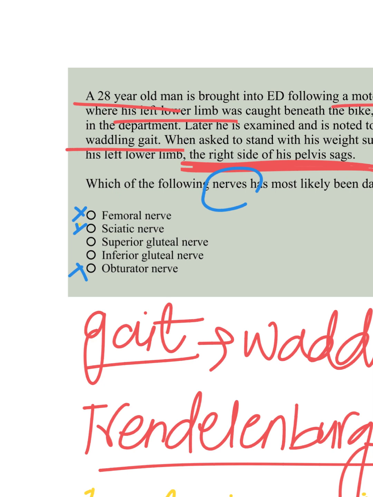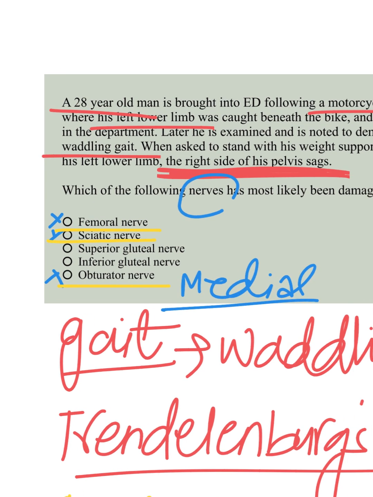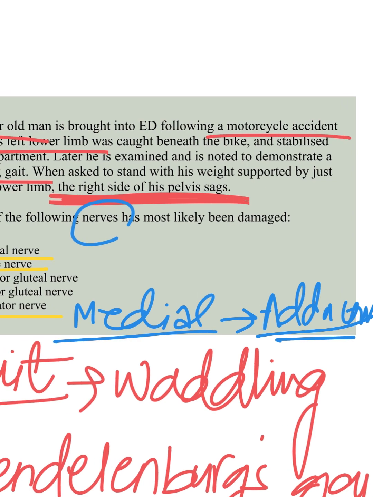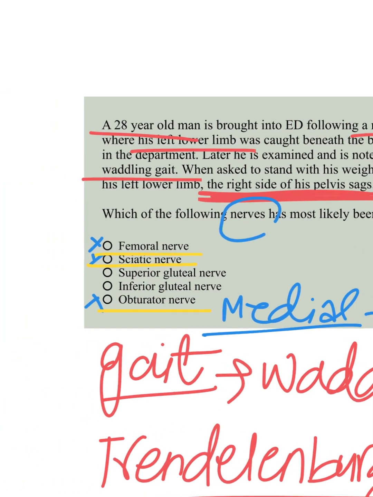Why? Femoral nerve is the nerve of the anterior compartment of the leg, so it does not have anything to do with the pelvis, right? Sciatic nerve is the nerve of the posterior compartment of the leg. Again, it supplies the muscles of the posterior compartment like hamstrings, not the pelvis itself. Obturator nerve is the nerve of the medial compartment, and it supplies all the adductors. So this is also not an option for us.